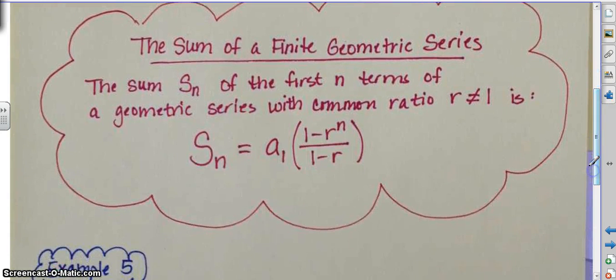The formula for a sum of a finite geometric series is below. The sum s sub n of the first n terms of a geometric series with a common ratio r not equal to 1 is s sub n is equal to a sub 1 times the quantity 1 minus r to the nth divided by the quantity 1 minus r. So now we're going to use this new formula.